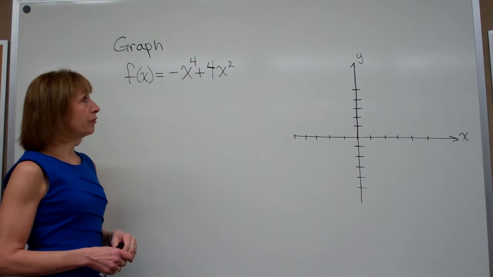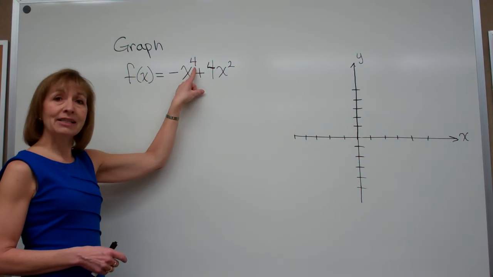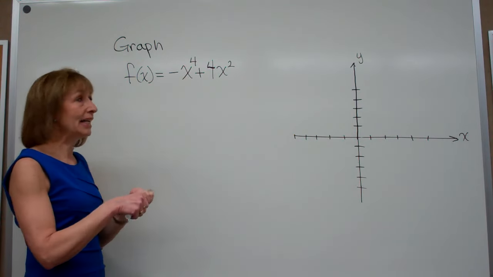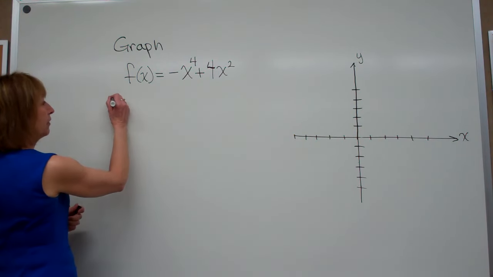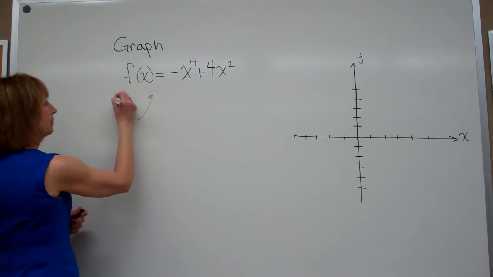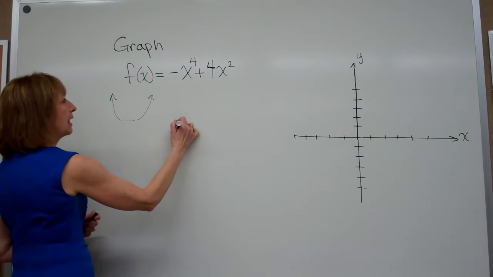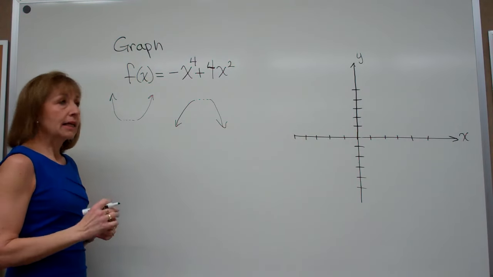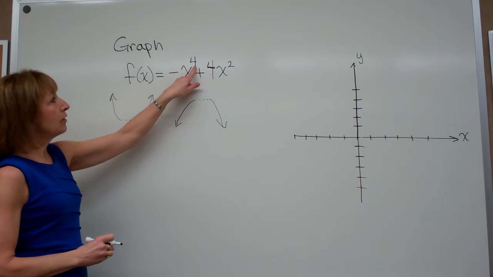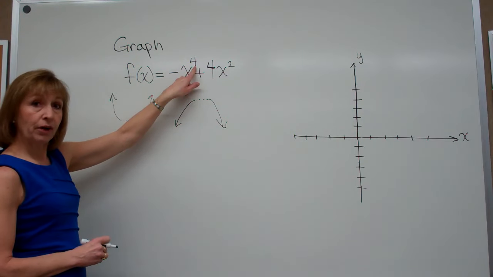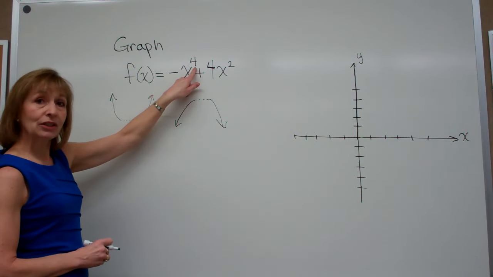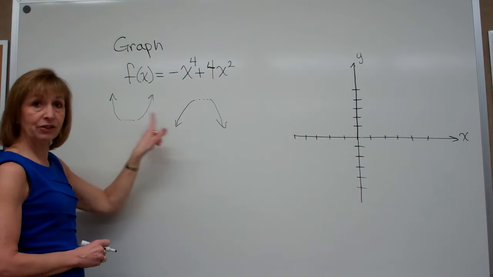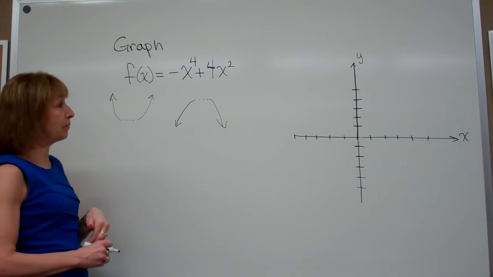Now, with polynomial functions, when you look at the highest degree term, if the highest degree term is even, the end behavior will either be like this or like this. And here my highest degree is 4 and 4 is even. Now I want to look at the coefficient in front of my highest degree term to see which of these two cases our specific example is.